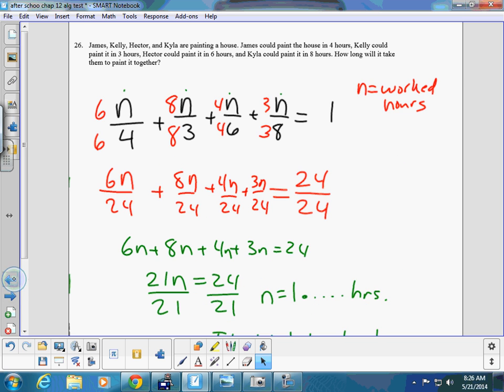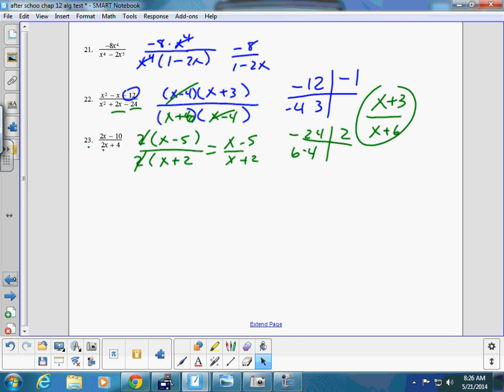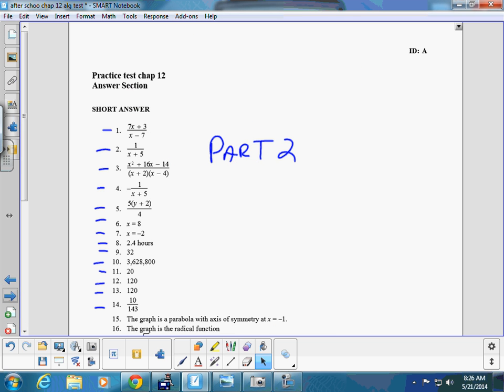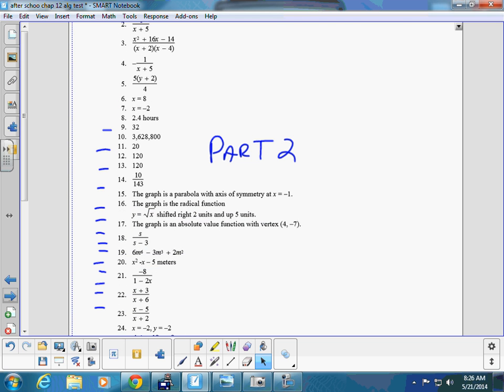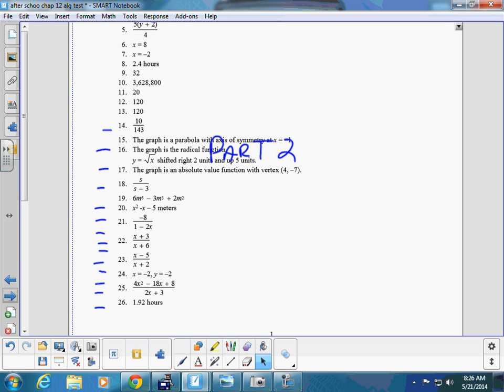I believe my answer key is further down the way here. So let's just double check. Here's the answer key for these. Let me scroll if it lets me scroll. Okay, so this is the answer key here for part 2 up to 26. Yeah, here's that 1.92 hours that you should get on your calculator. And the rest of it looks like what we got for the other answers.